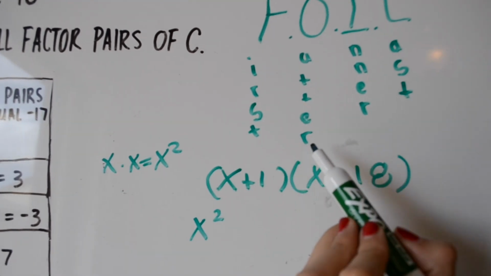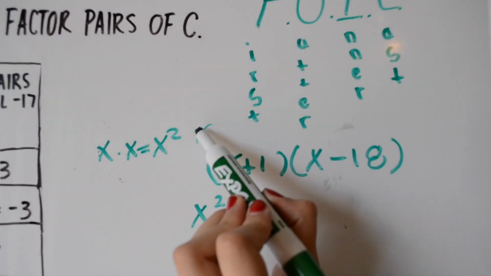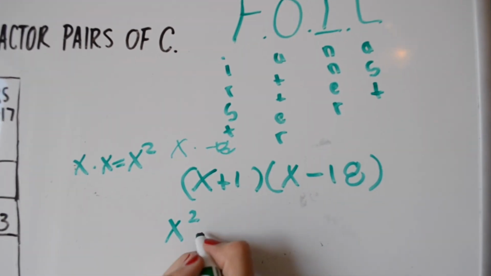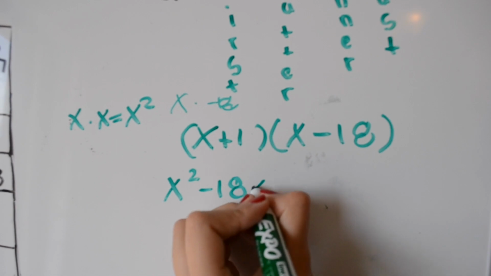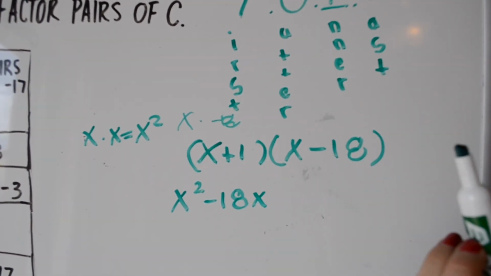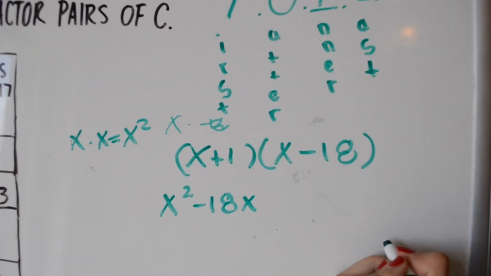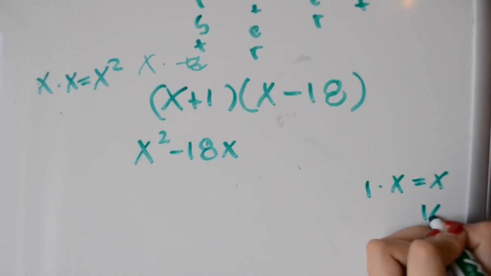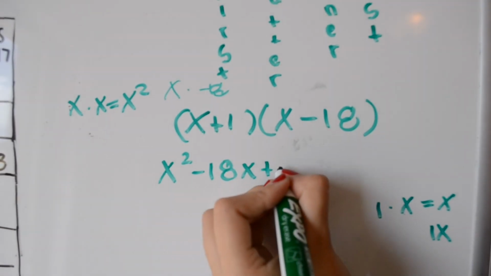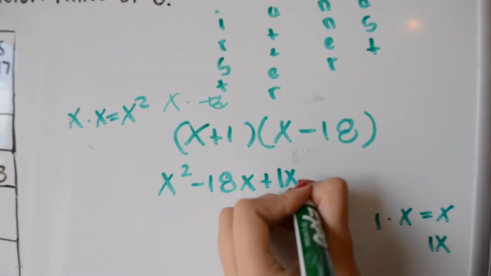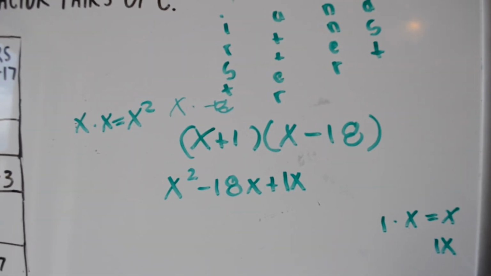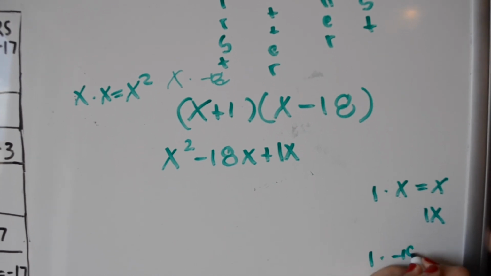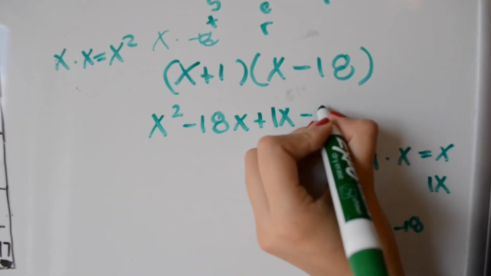Now we go to the outer variables, which happens to be x times negative 18, which ends up being negative 18x. Then we get to the inner, which is 1 times x. 1 times x just equals x or 1x. It's the same thing. So we add plus 1x. Now we get to the last variables in the parentheses, 1 and negative 18. So multiply 1 times negative 18. Our answer is negative 18.